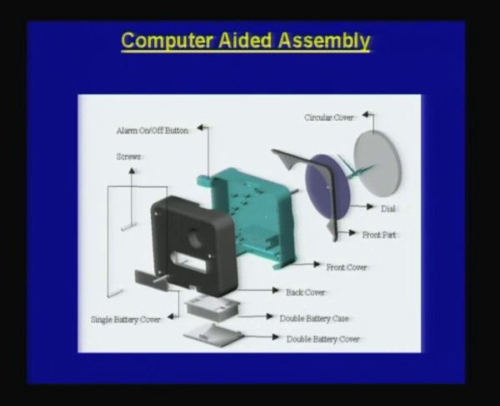What you are seeing here is basically a simple example of an assembly which is carried out in a computer aided assembly environment. As a part of computer aided assembly, one basically models the components and then tries to put together these components using the mating relationships, which can be defined interactively working with a computer.